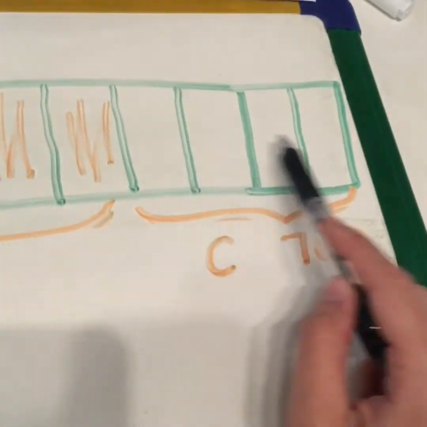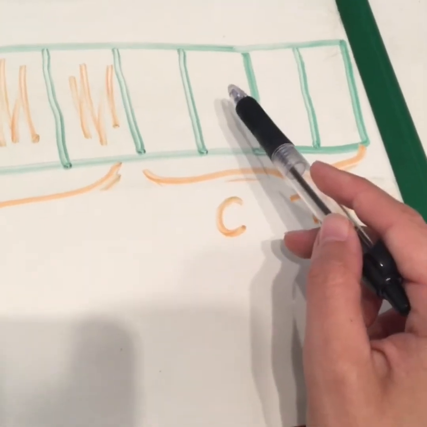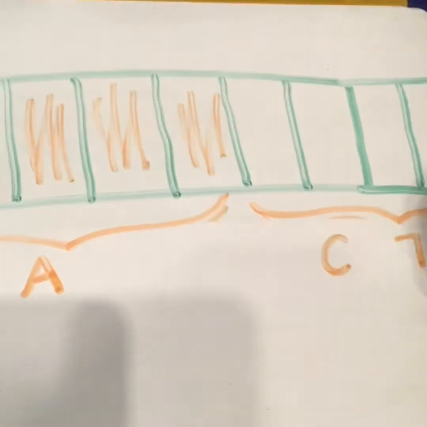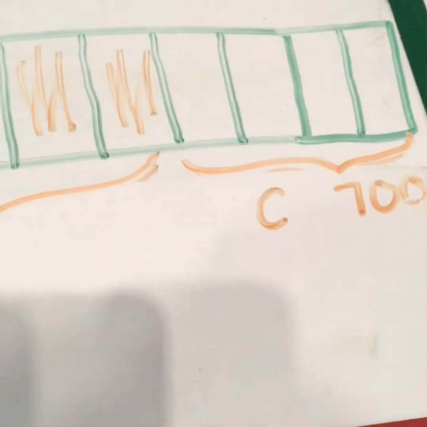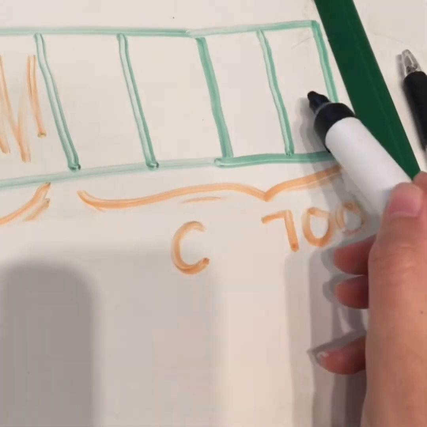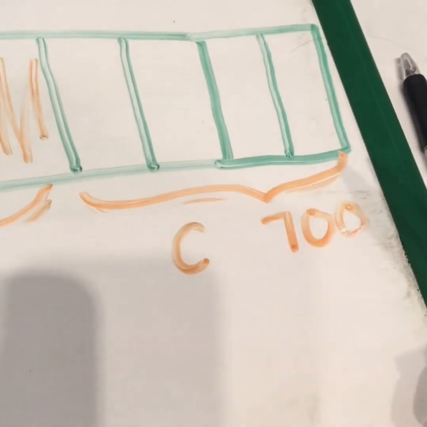And here is my 40% representing children. And I know that this 40% is 700. So 40% of the whole is 700 people. Now, I need to try and work out what 10% is, what each of these parts is equal to.